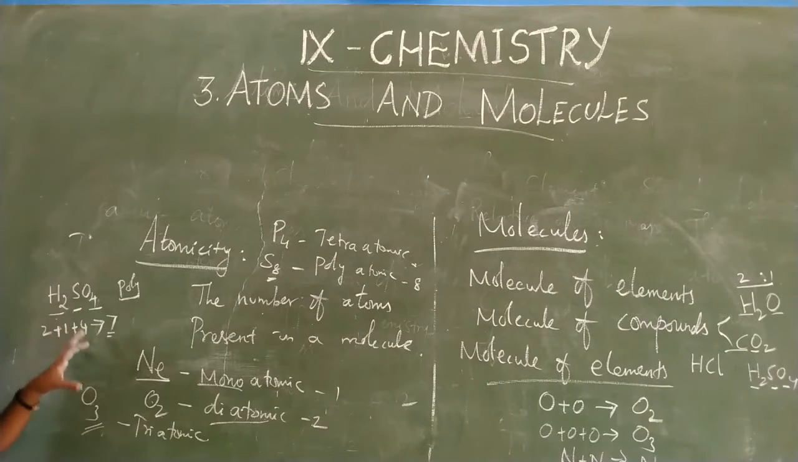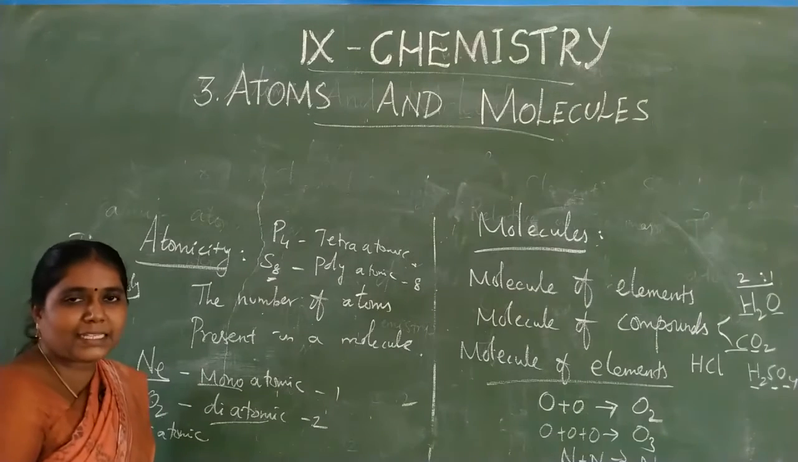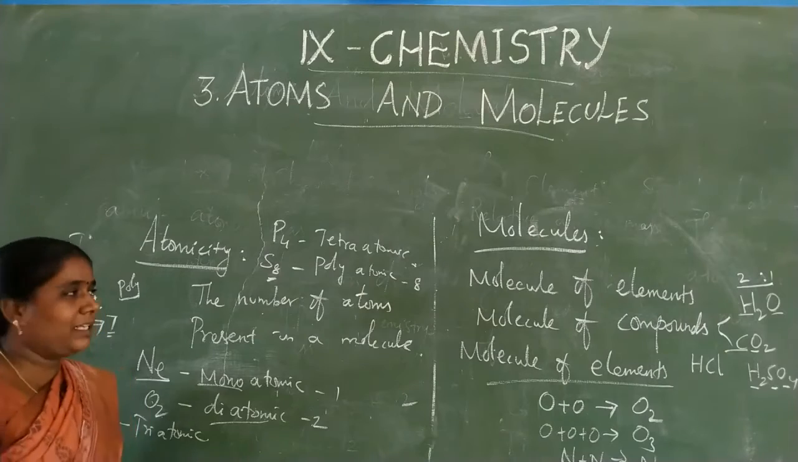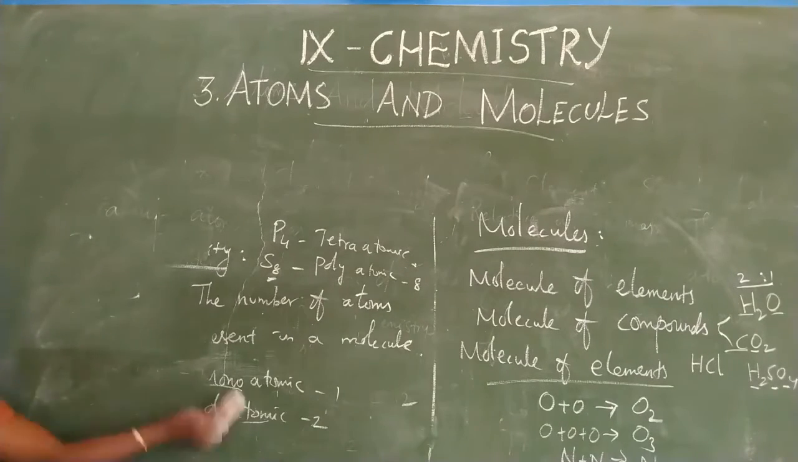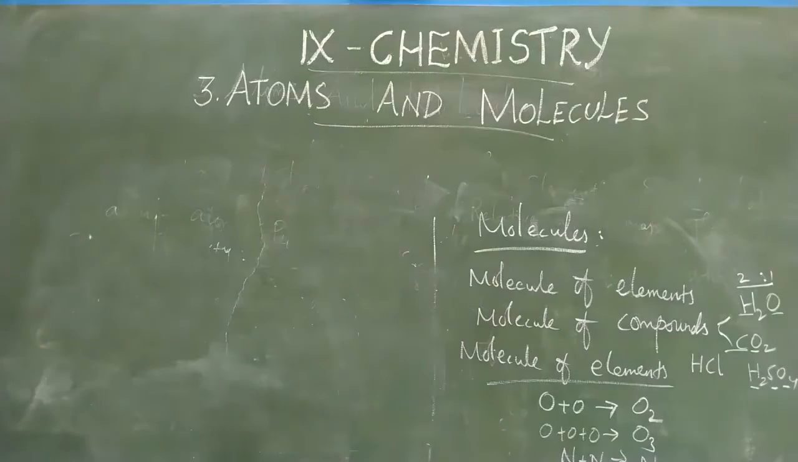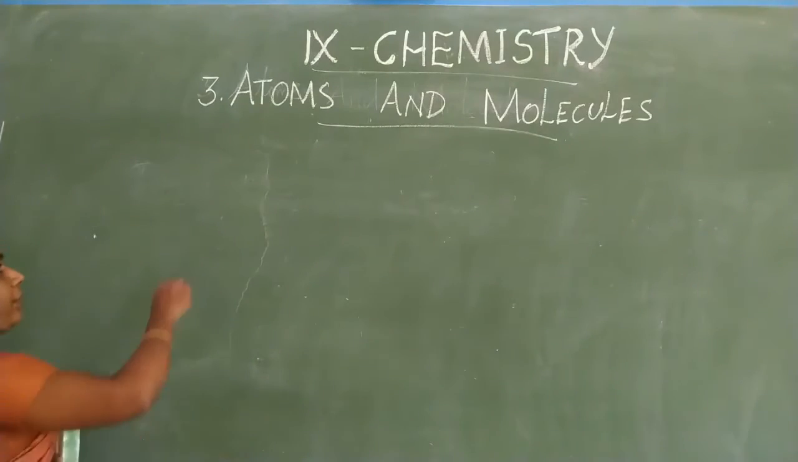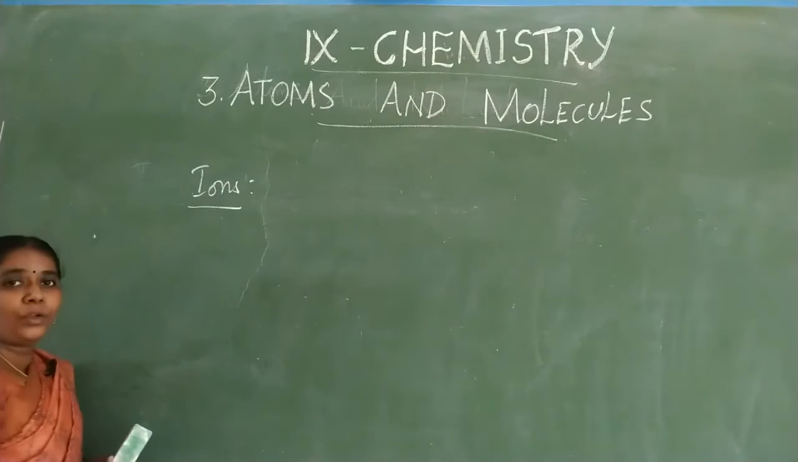So how many atoms are present in the molecule? Based on this, we can say what the atomicity of the molecule is. Is it clear? Next, we are going to discuss ions. Listen. Now we are going to discuss ions. Do you know what ions are?